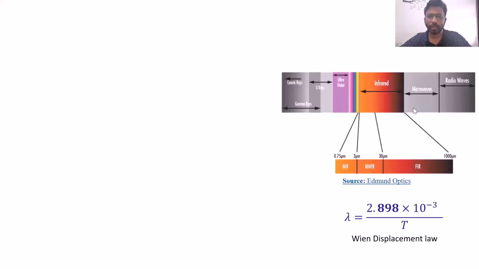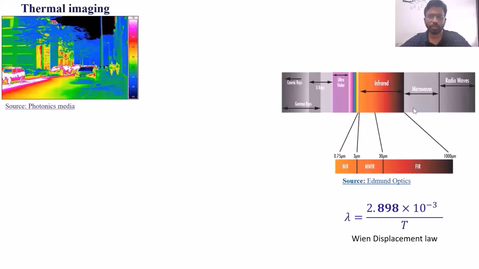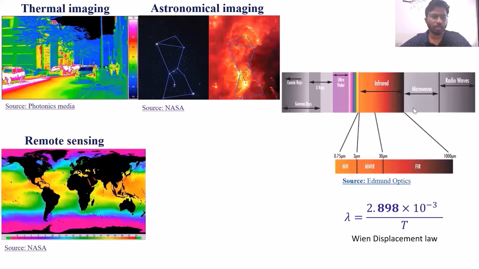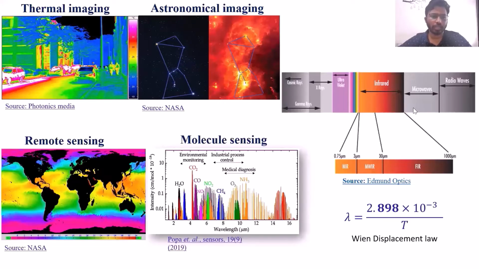So IR light has immense applications. The following are some applications: we can use thermal imaging, where a detector can measure the temperature of a body based on its IR radiation and make an image. We can also use it in astronomical imaging, where you can see the left one is visible light and the right one is IR light. We can use it in remote sensing, and also to sense molecules. The IR gun also works on the same principle. It collects the IR light and gives the temperature as output.